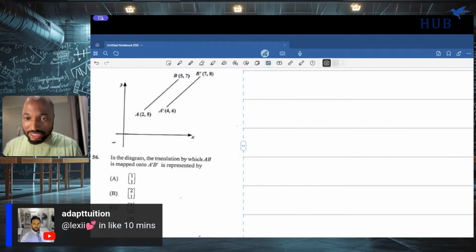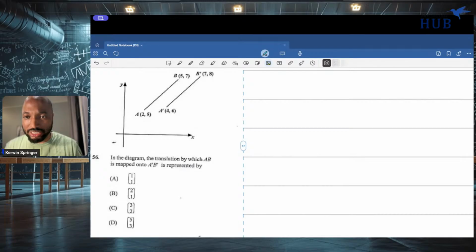So Adapt is starting a session in like 10 minutes. So I'll start to pick and choose the questions, and then we could look to wrap it up, and I could just follow on to Adapt.